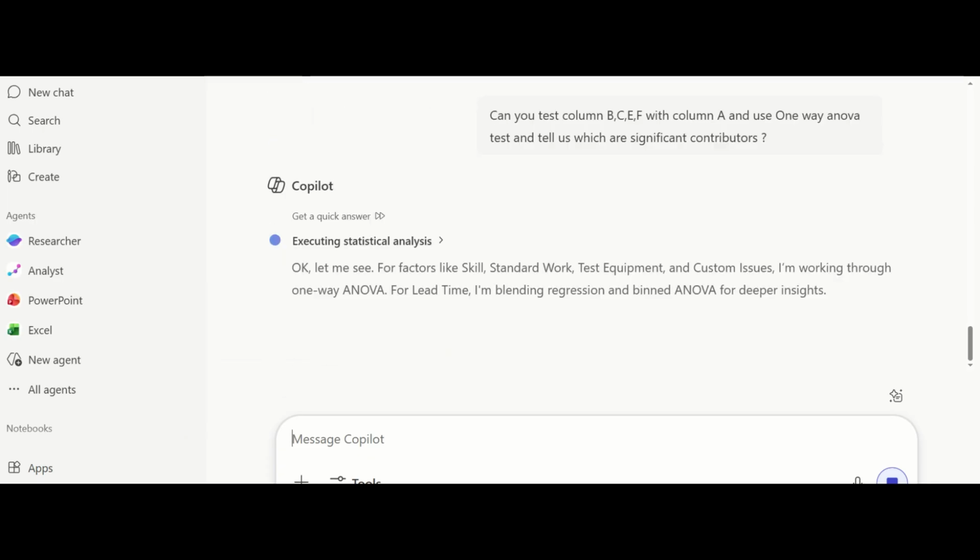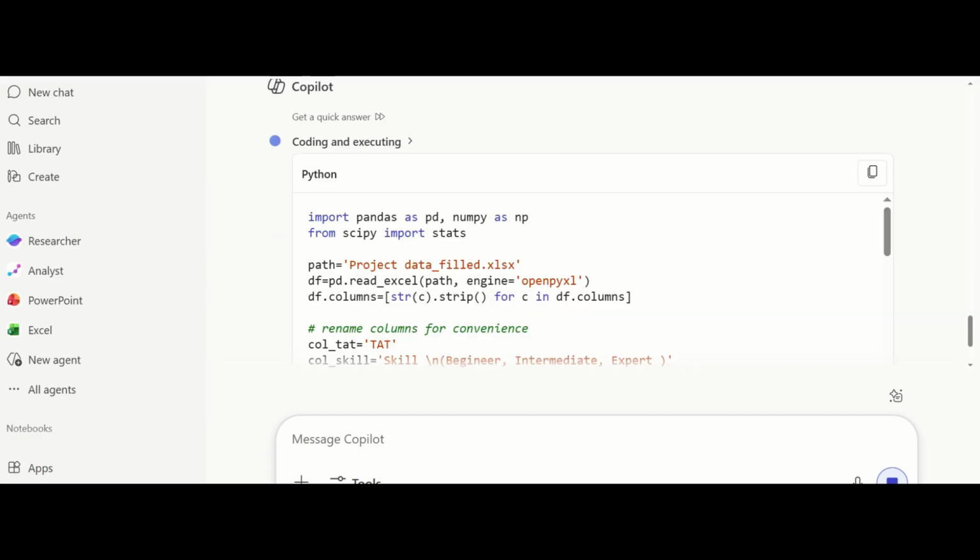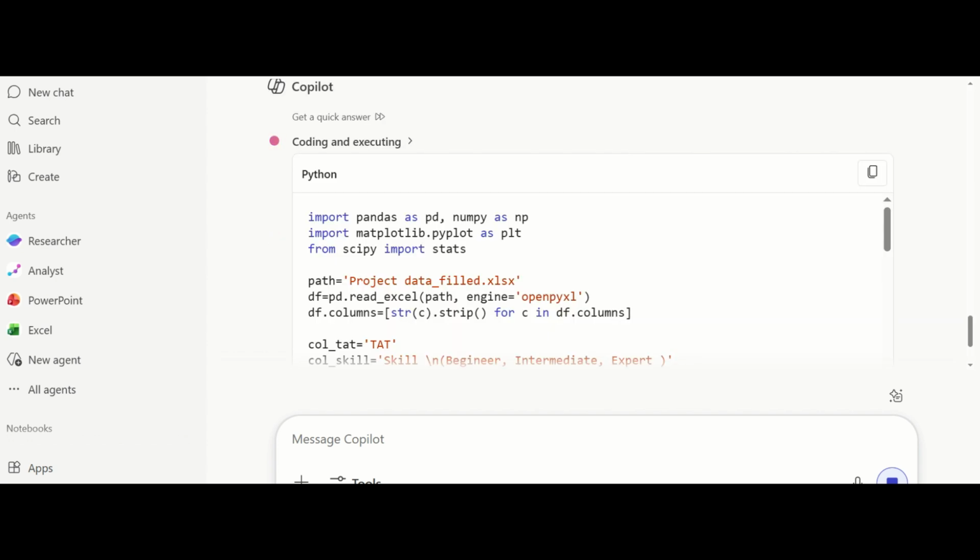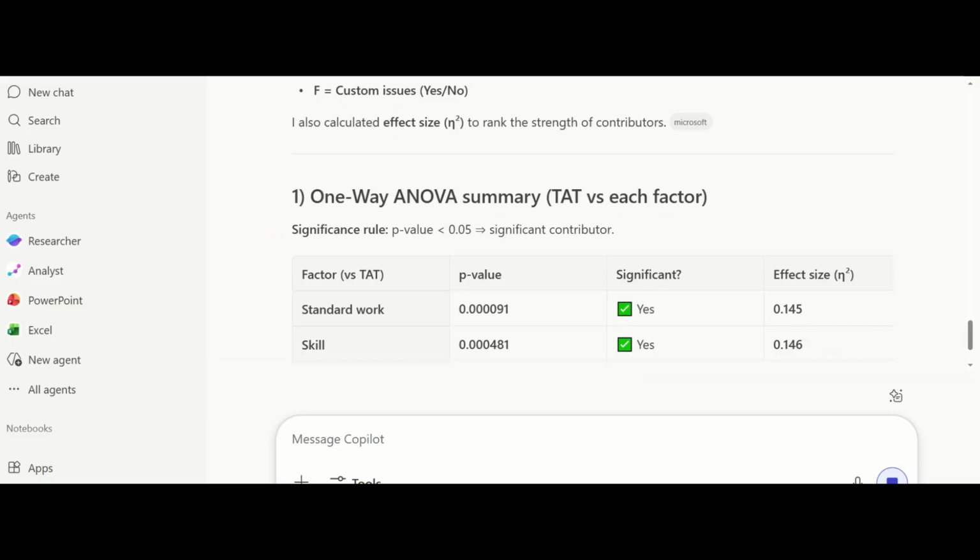So we have to be a little patient. We have tested ANOVA and it has worked wonderfully well in my previous videos. But what I am doing today is testing all these X's with project Y together and asking Copilot to generate that report. Let's see how it works. Let's see what the result is.